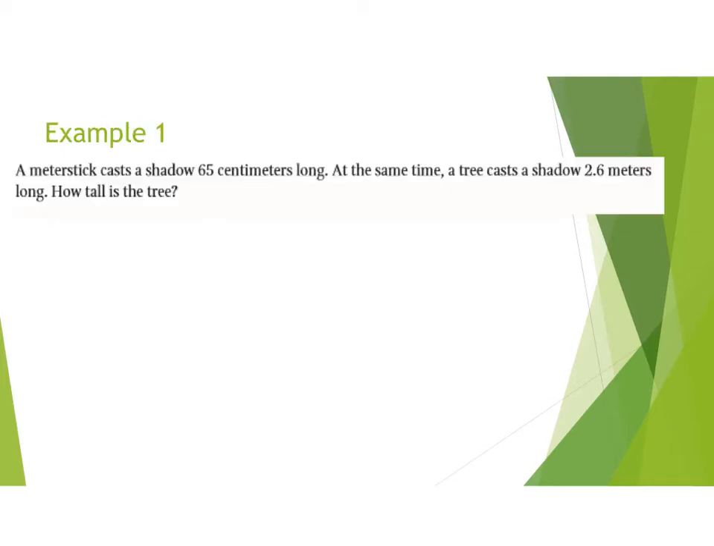Okay, here we go. Let's draw some pictures and find some similar triangles. If a meter stick casts a shadow that's 65 centimeters long, at the same time a tree casts a shadow that's 2.6 meters long. The question is, how tall is the tree? Let's get some pictures drawn and then we'll come back and find similar triangles.